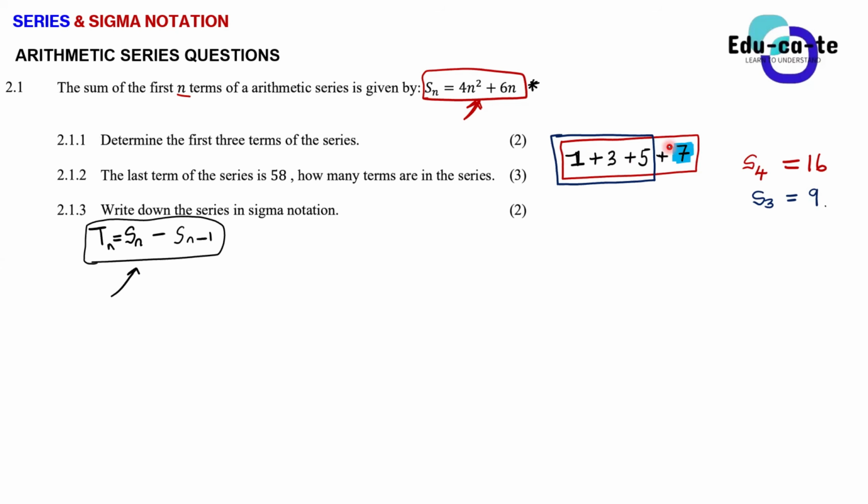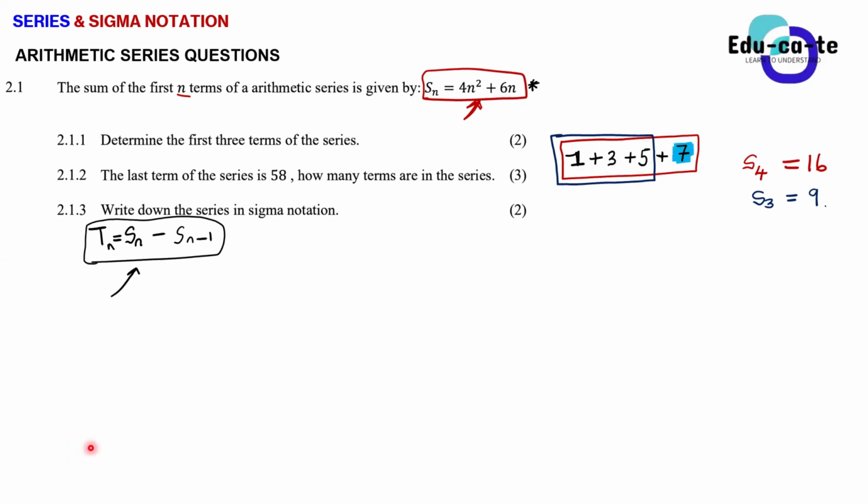Okay, so basically it's the same thing as saying that if I have the sum of the first 3 terms, 1 plus 3 plus 5, it gives me 9. For me to get the sum of the 4 terms, I need to add the 7 again. That will give me 16.